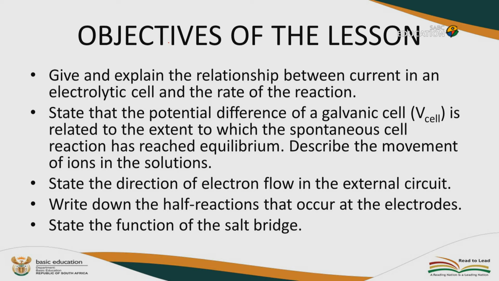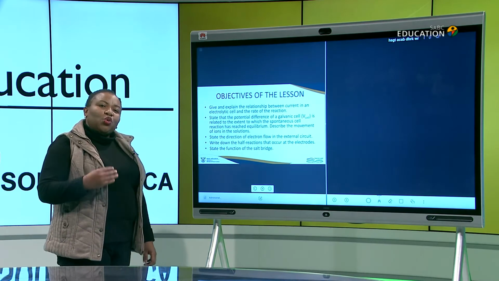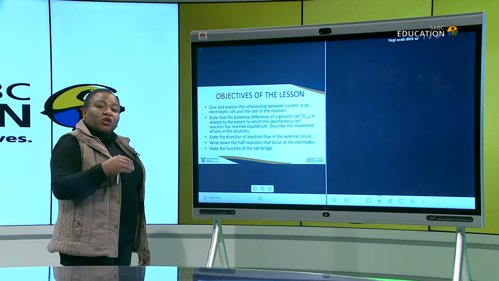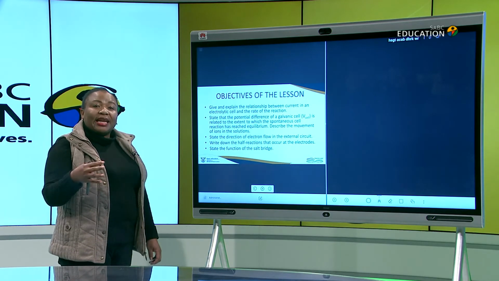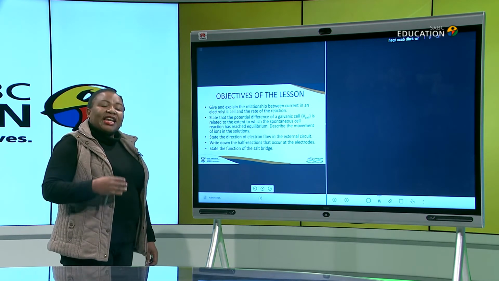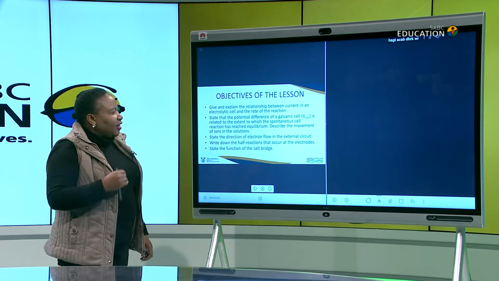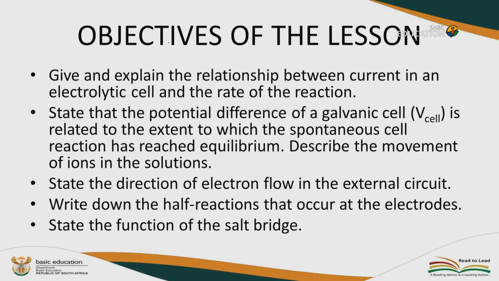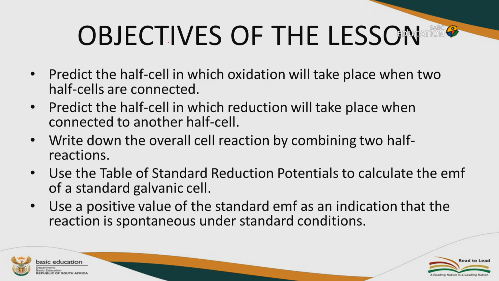In the previous lesson, we have already learned what we mean by chemical equilibrium. So chemical equilibrium is also going to be part of this lesson, because we are going to deal with reactions that are occurring at the simultaneous rate. We are going to describe the movement of ions in the solution. We are going to state the direction of electron flow in the external circuit, write down the half reactions that occur at the electrodes, and state the function of the salt bridge.